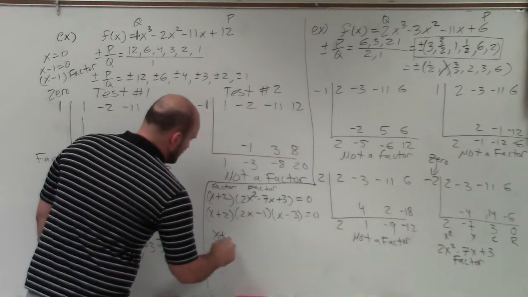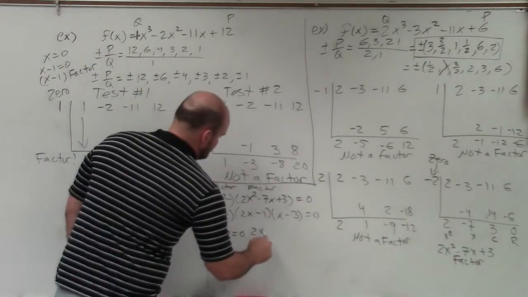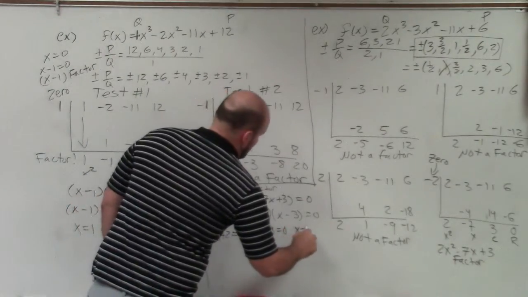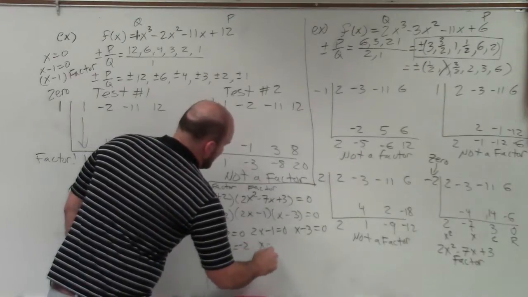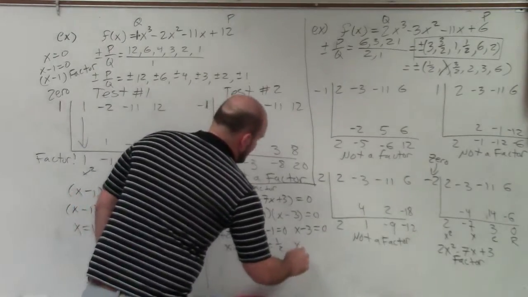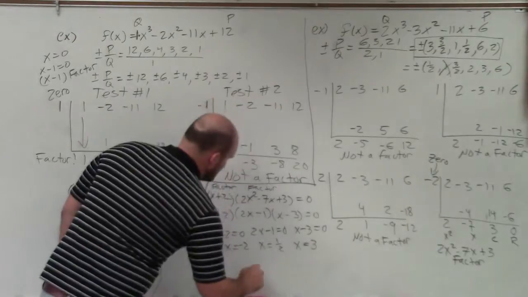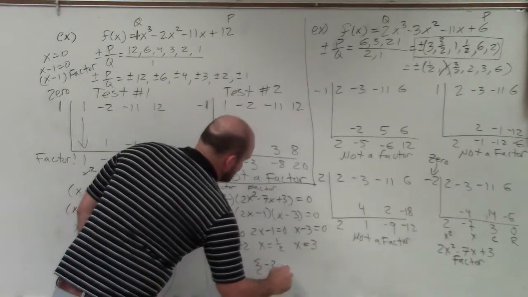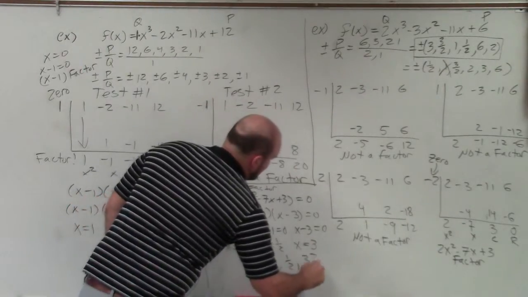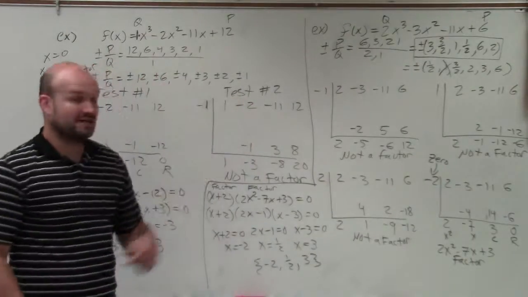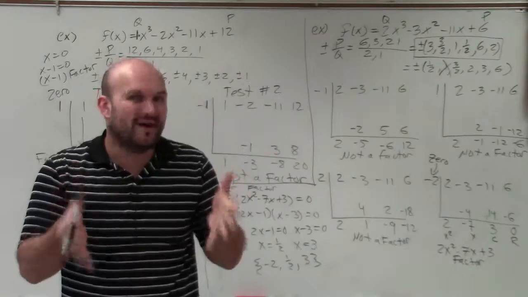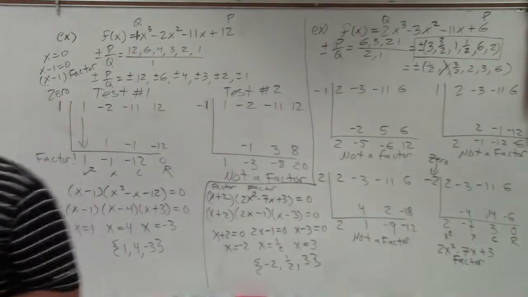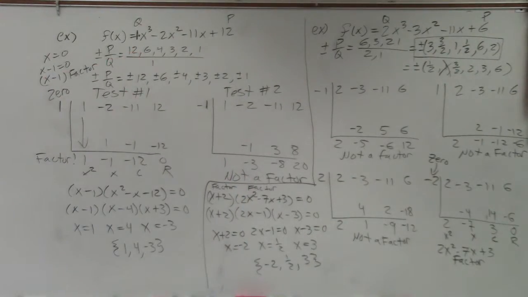So I set them all equal to 0. And then I have x equals negative 2, x equals positive 1/2, and x equals 3. So therefore, my solution set is negative 2, 1/2, and 3. So there you go, ladies and gentlemen. That is how you determine all of the zeros of a polynomial without a calculator.